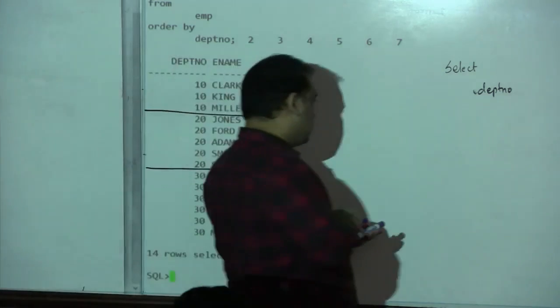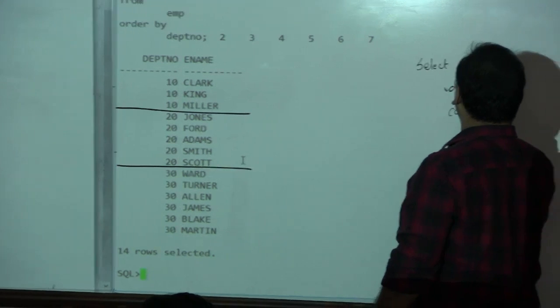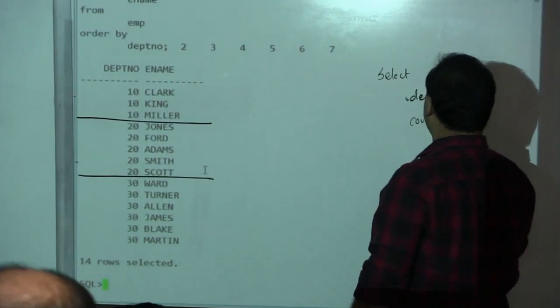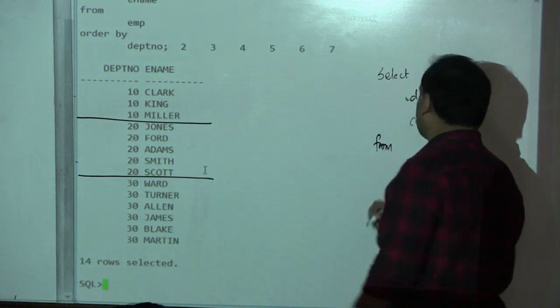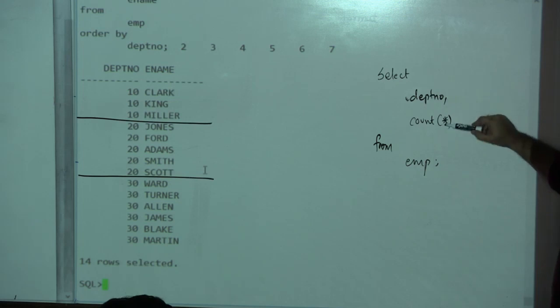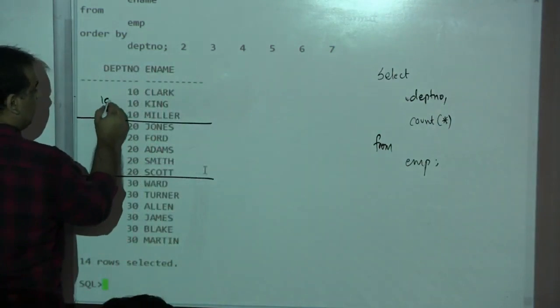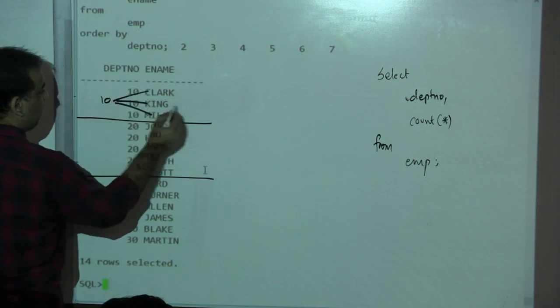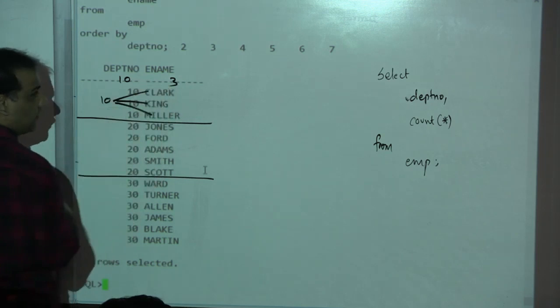So here I'm going to say select department number and then give me the total count of that department. So if I use from EMP, do you think this will work? I'm saying give me the department number and give me the total count. So department number 10 and total count is 1, 2, 3. So basically I want the department number 10 has 3 employees.